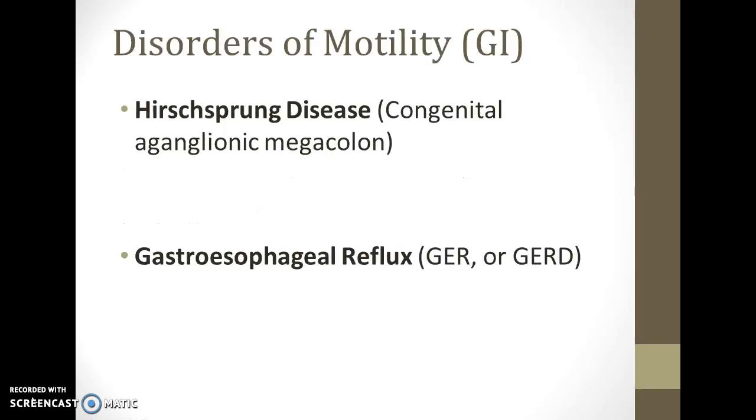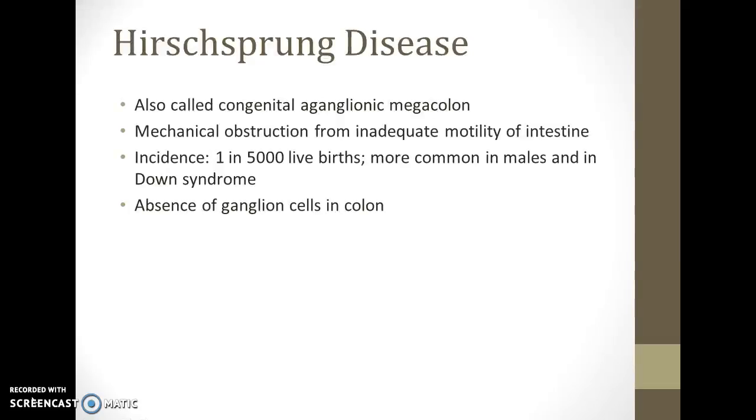So disorders of motility. We're going to be talking specifically about Hirschsprung's disease, also known as congenital aganglionic megacolon, and gastroesophageal reflux, also known as GER or GERD. Let's talk about Hirschsprung's disease. As mentioned in the previous slide, it is also called congenital aganglionic megacolon.